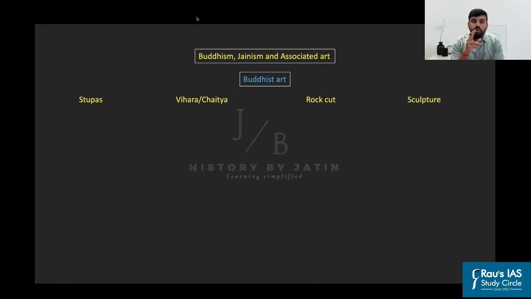All right. So yesterday we talked about, or actually we started with, the Buddhist or the Jainist art, or Jainism art. Now we just had an introduction in which stupa, vihara, rock cut, and sculptures were there. Now, out of these, we have started with the stupas.